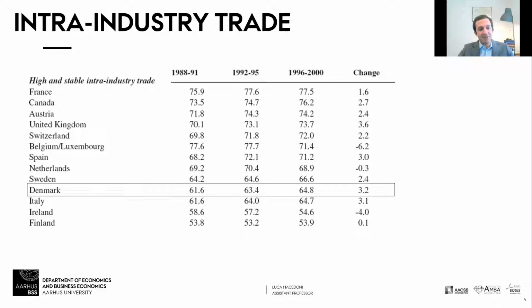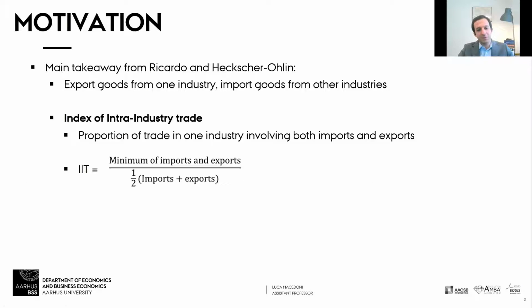If this value on average was 5%, we could think that there are some weird things going on. But here, if the ratio between your minimum of imports and exports and the average of imports and exports is 60%, there is some serious intra-industry trade going on. You're exporting a lot of computers, and you're also importing a lot of computers. What is going on? How can we make sense of this?